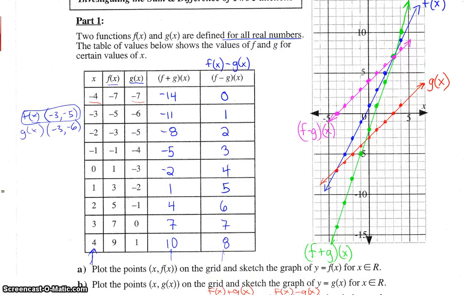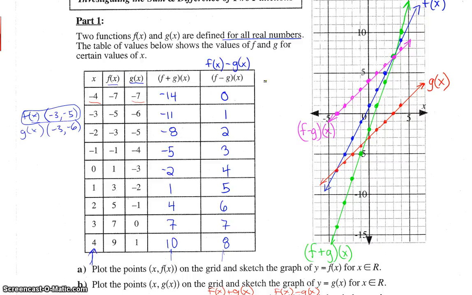Okay, so I've plotted my sum and difference functions of f and g. So in the light green is f plus g of x, and I used the first column for my x value and this column for my y value, and I've gotten this graph. Okay, and then same idea with f minus g of x.